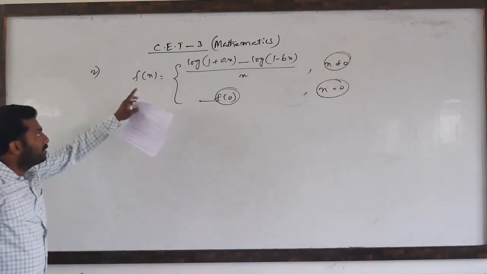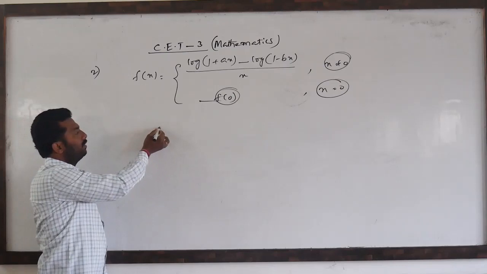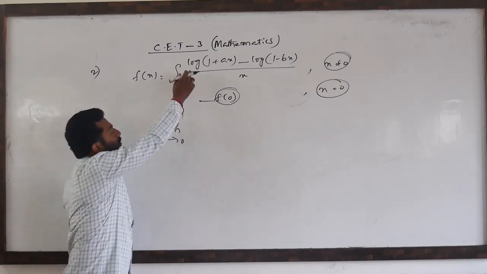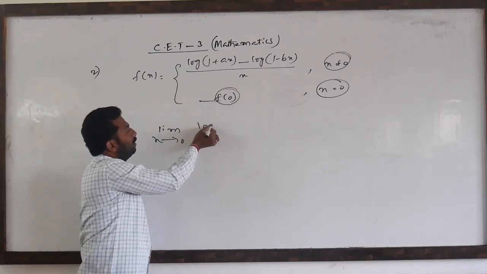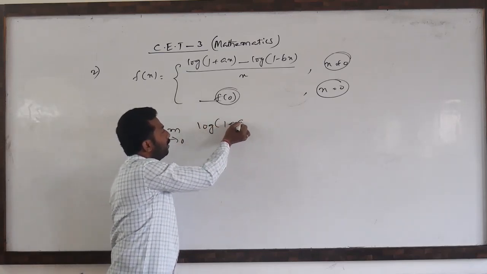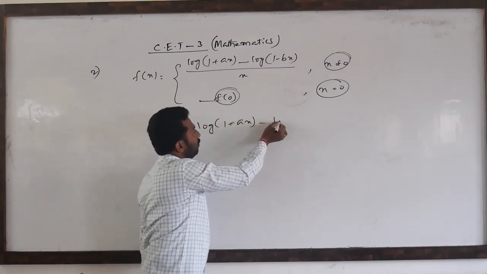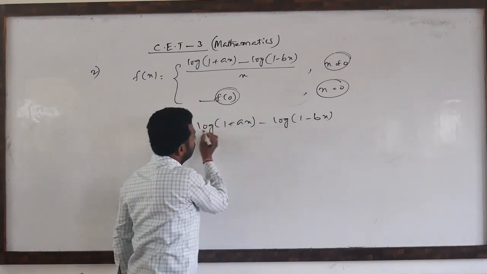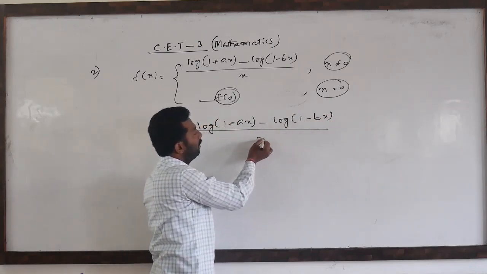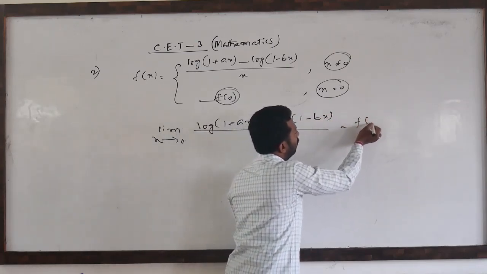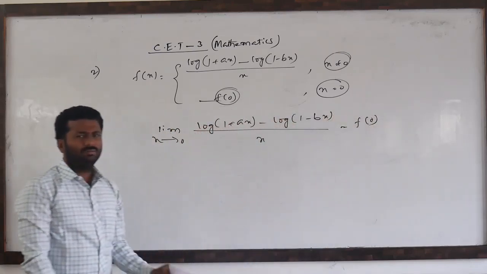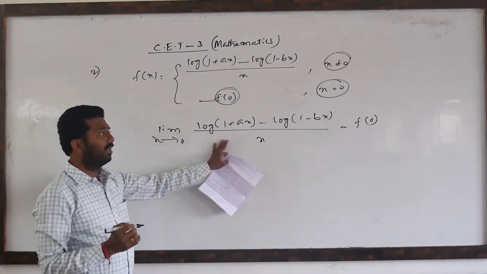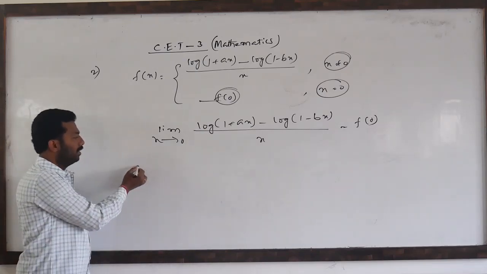F of 0 means, first definition: this function is continuous, so limit x tends to 0 of log of 1 plus ax minus log of 1 minus bx divided by x equals f of 0. You don't need to write many steps; within 1 or 2 steps you can get the answer. For understanding purpose I will write detailed steps, no problem.